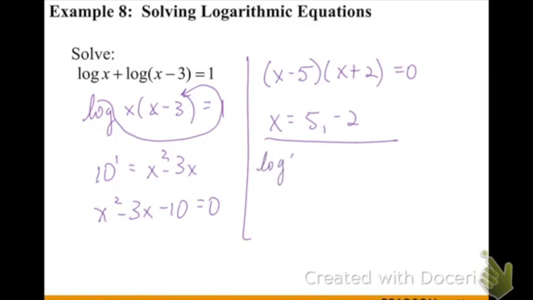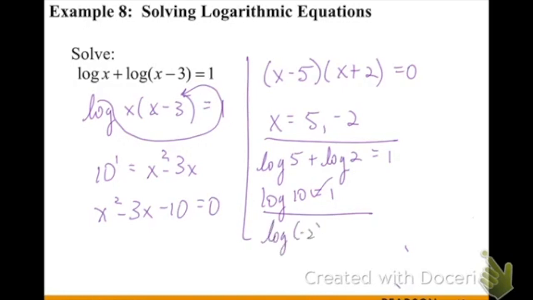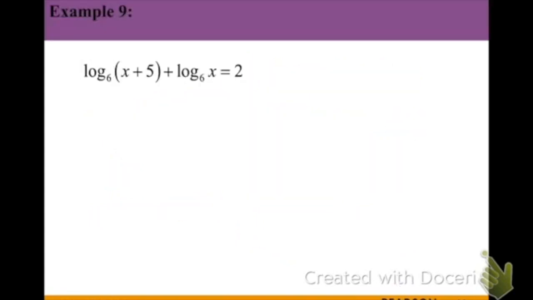So let's plug in 5, and that gives us a true statement. Log 10 does equal 1, and let's plug in -2. So right away we have a problem. We can't have a negative log value, so our only solution to example 8 is 5.